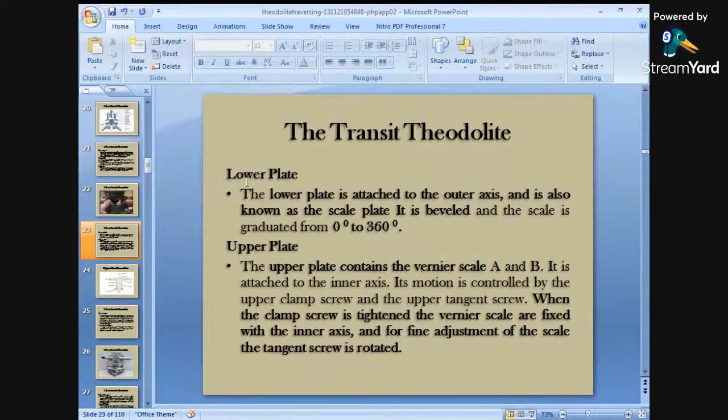Then there is a lower plate on which your horizontal angle can be measured. The graduation marked is from 0 degrees to 360 degrees. Then there is the upper plate, which is provided with the vertical circle. The upper plate consists of vernier A and B. It is attached to the inner axis. The motion is controlled by the upper clamping screw and the upper tangent screw. With the help of the upper clamp screw and upper tangent screw, you can control its motion. When the clamp screw is tightened, the vernier scales are fixed with the inner axis, and for fine adjustment, the tangent screw is rotated.